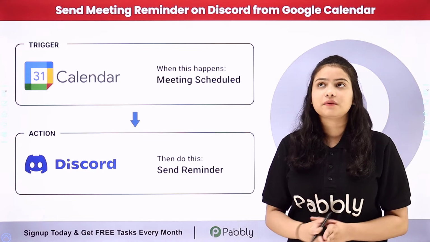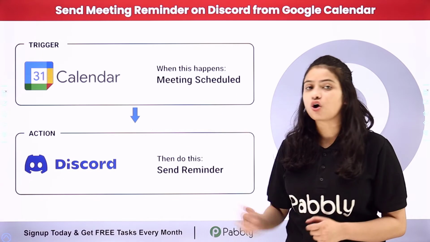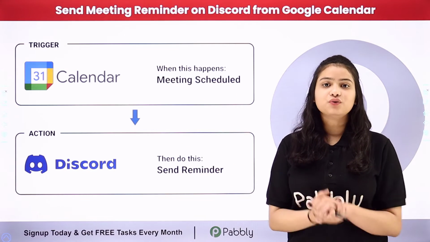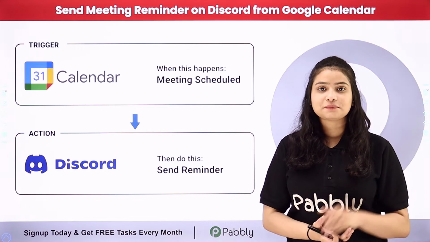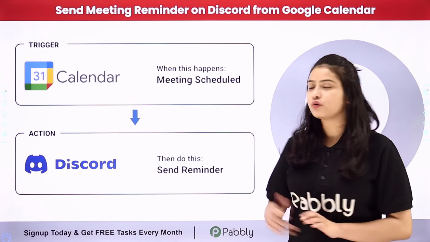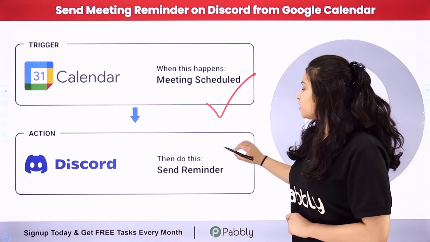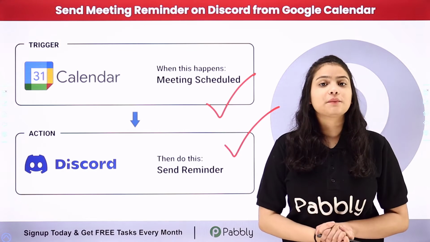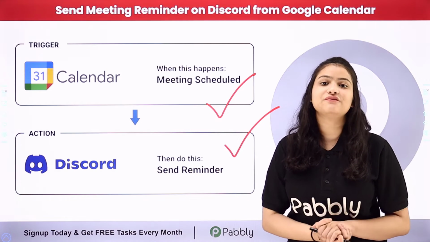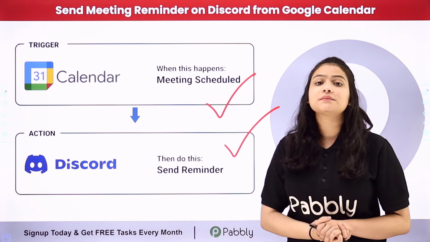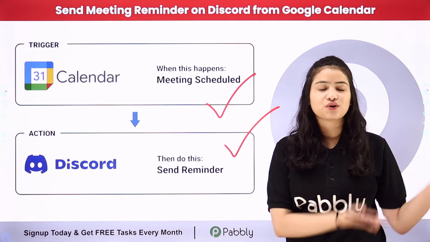For this, we will have to set up a connection between Google Calendar and Discord, and we are going to do that without any coding or programming skills with the help of Pabbly Connect. Pabbly Connect works on two principles, trigger and action. In the trigger, we are going to take Google Calendar, and in the action, we are going to take Discord. And we are going to set up a connection between these two applications to automate this entire process effortlessly with the help of Pabbly Connect. To learn this amazing automation step by step, let me take you all to my screen.